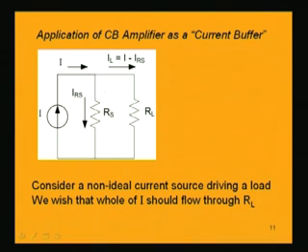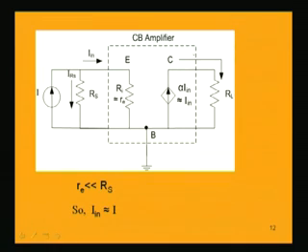As this is not equal to I, we have to think about something where we will get the whole amount of the current I, and for that what is done is that a buffer stage, a common base amplifier, is included between the source and the load. Now, what will happen if we use a common base amplifier?